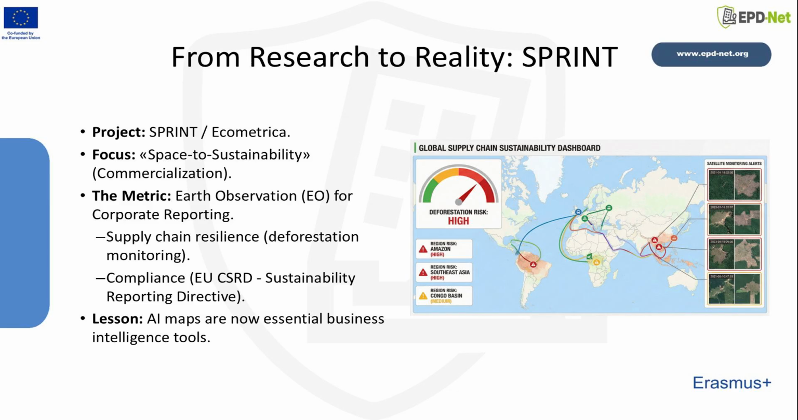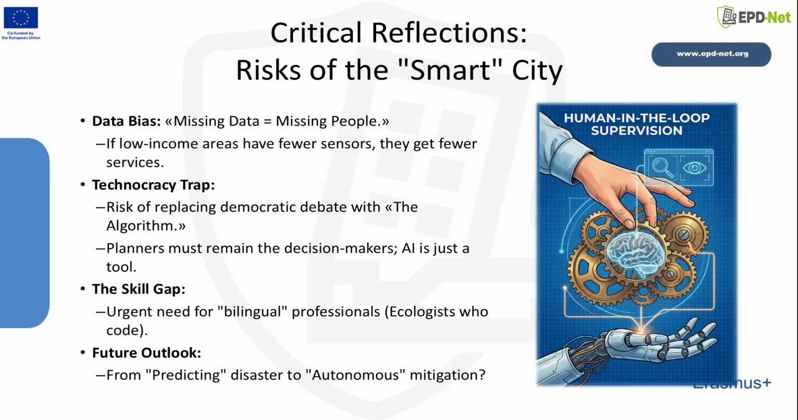When you evaluate any AI workflow, include implementation readiness. Can it be repeated, updated, audited, explained to stakeholders? Those questions often matter more than squeezing out the last few points of accuracy. The smart city framing can be seductive because it promises technological solutions to complex problems. But ecological risk is not solved by dashboards. It is reduced by governance, investment, and behavior change.